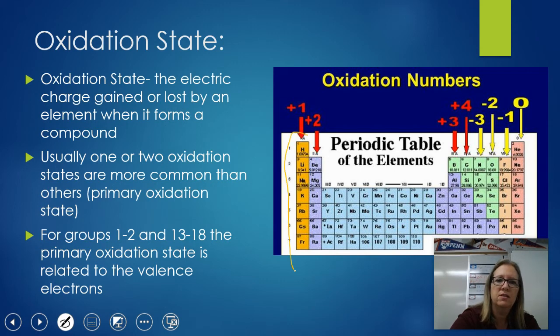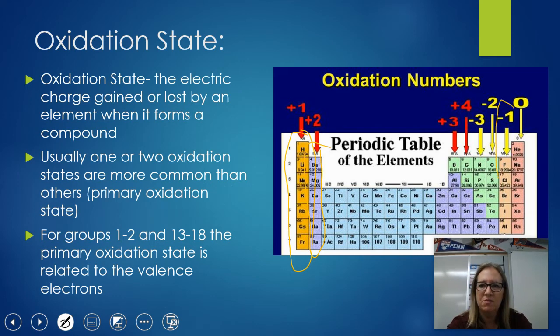So if we look at this family right here, our alkali metals, those we know have 1 valence electron, okay? So their oxidation state would be +1 because what they need to do is get rid of that 1 electron, leaving them with a +1 charge. Right here, the alkaline earth metals, they have 2 valence electrons that they want to donate, and so that will leave them with a +2 charge.